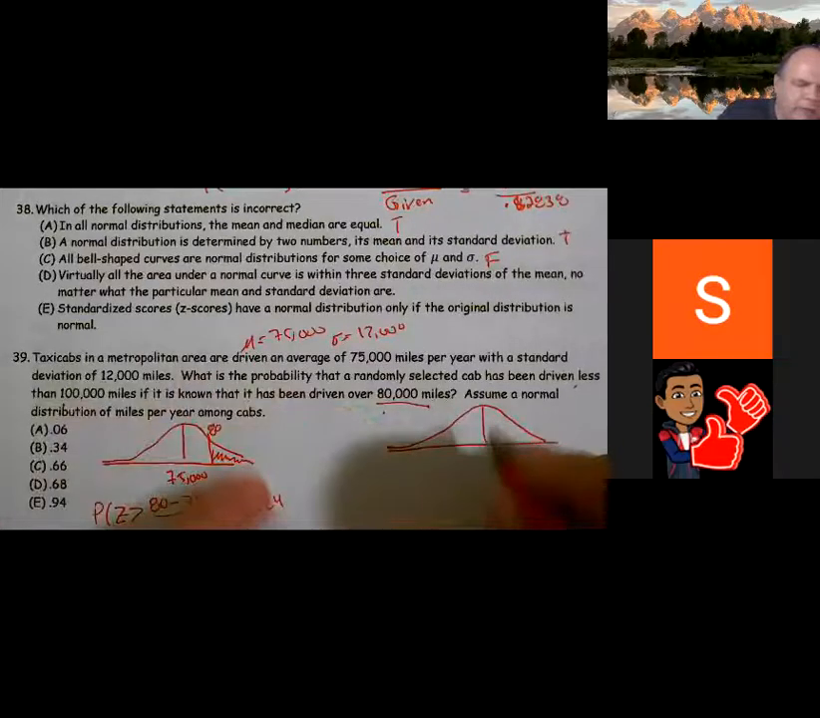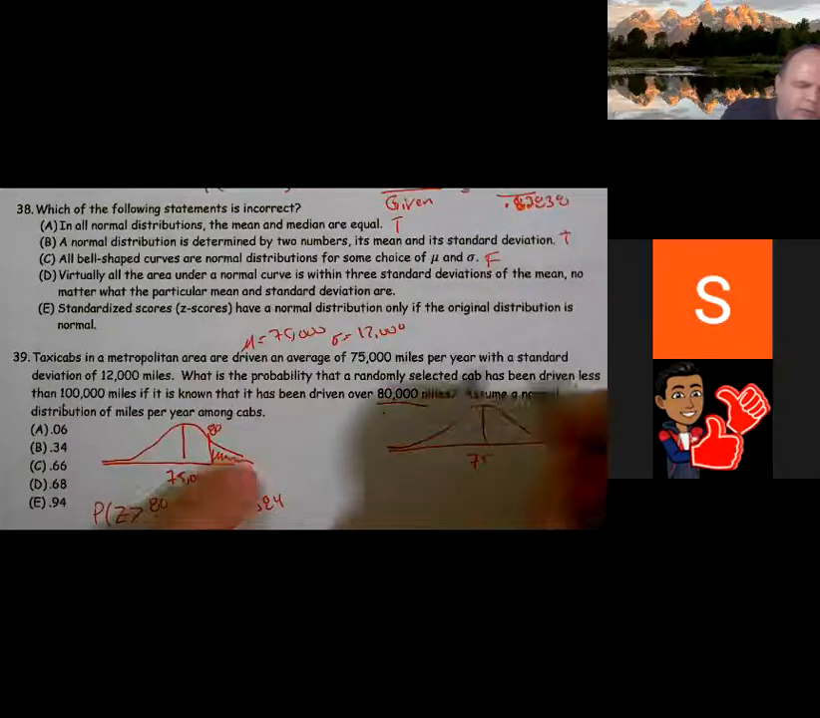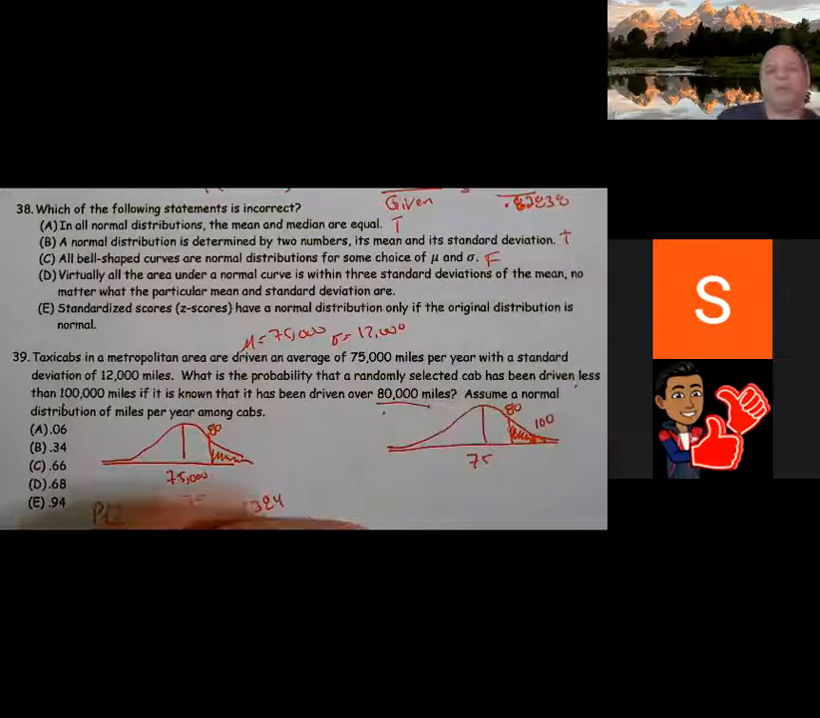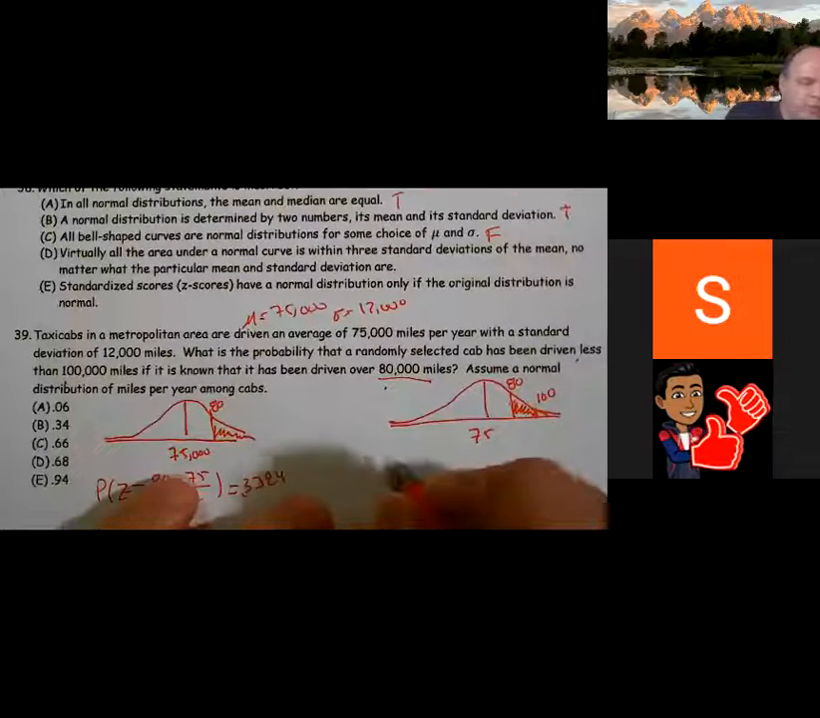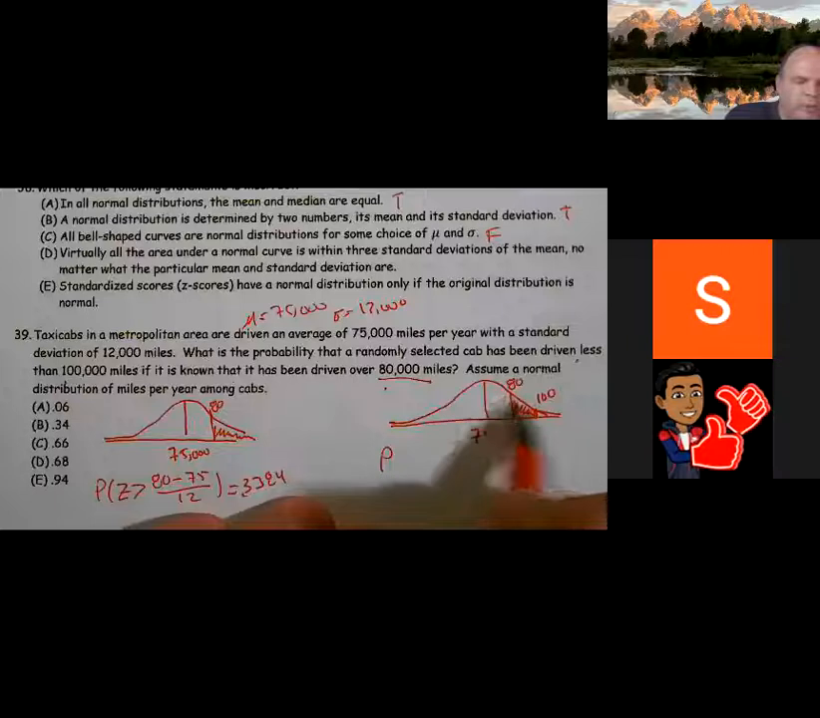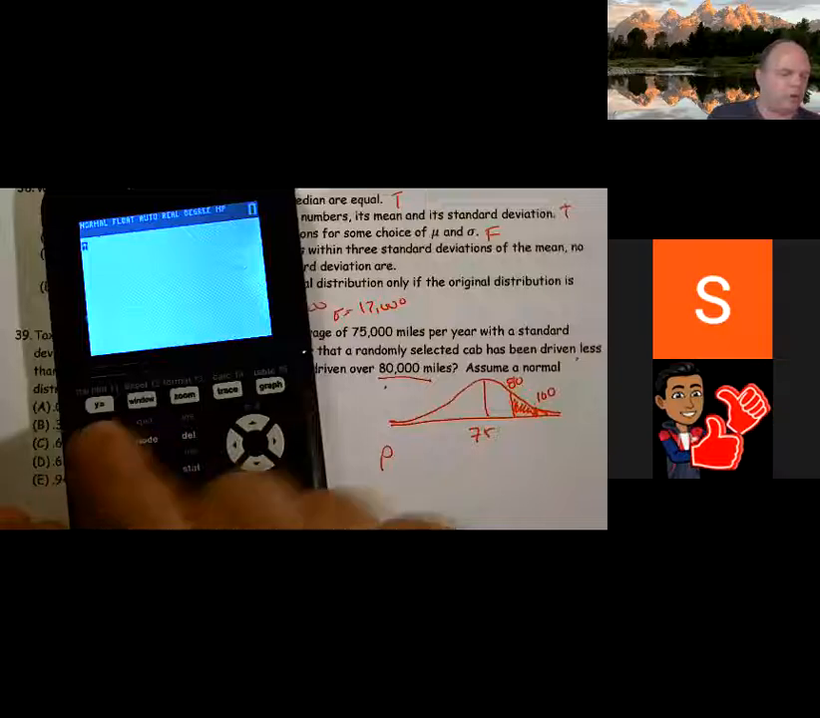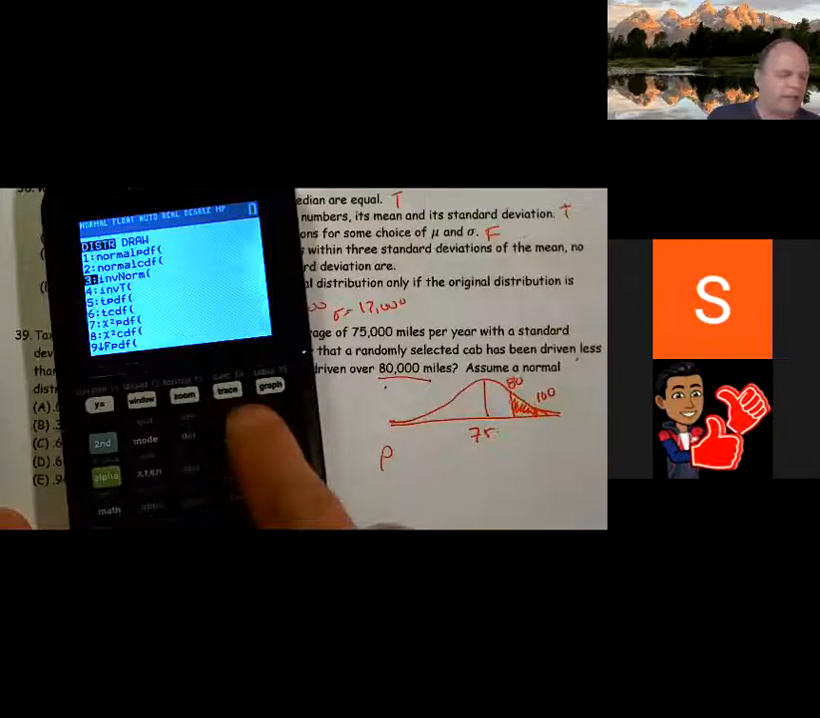And by the way, this is actually me being cruel to you guys. By giving a problem like this, you get to do the normal distribution twice. Even though it's only one problem, you get twice as many attempts at practicing the normal. So we want the probability that it's between 80 and 100,000. So 80 is my lower, 100 is my upper. And once again, I should be showing my work, but we won't have one like that on a test.